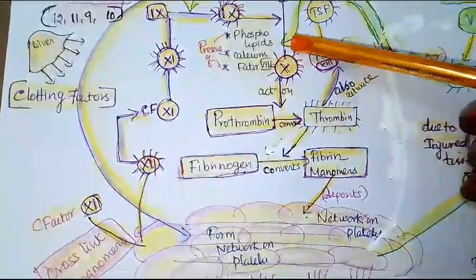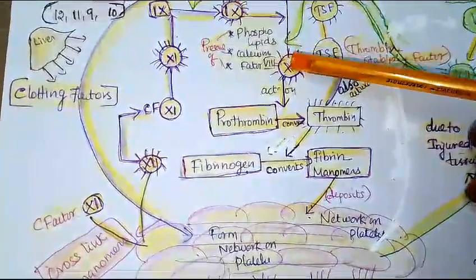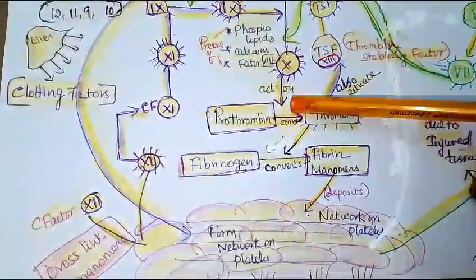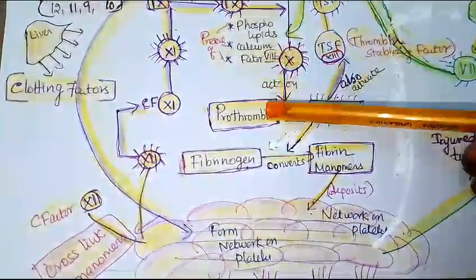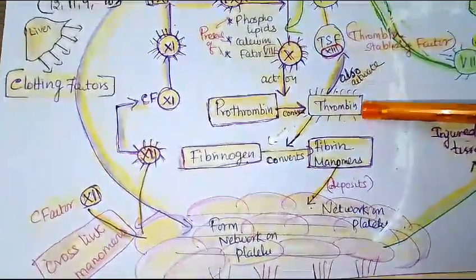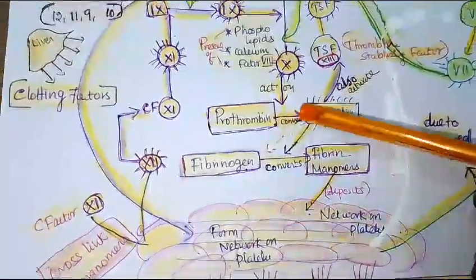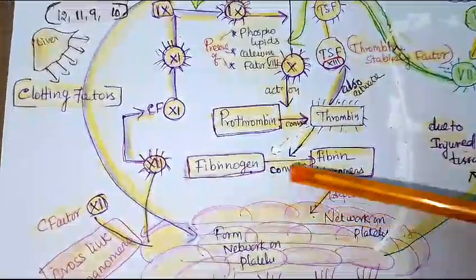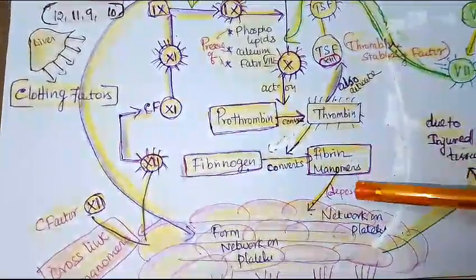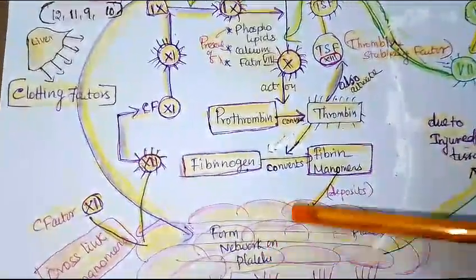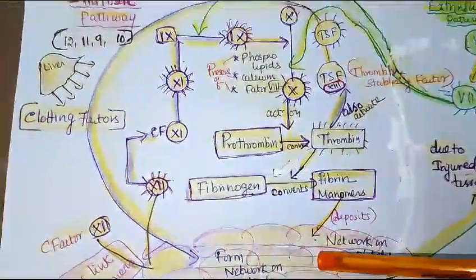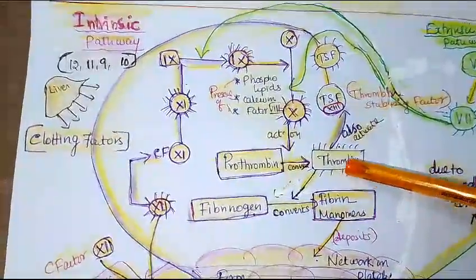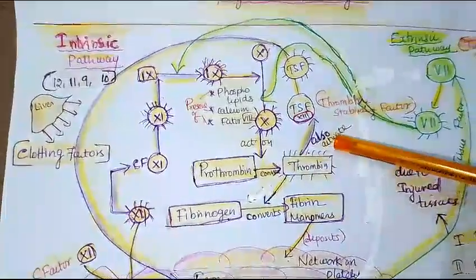This action will activate factor 10. The activated 10 will act upon prothrombin, and prothrombin converts into thrombin. The thrombin will also act upon fibrinogen to form the fibrin monomer. The fibrin monomer will form a network deposited over the platelets. This thrombin also has another activation.